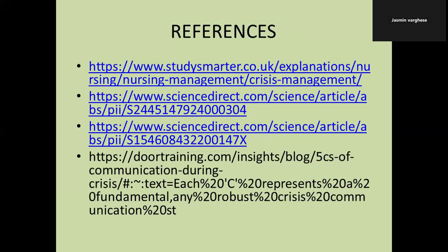Many researchers are saying that we have to include proper disaster management education in the curriculum. So I hope you understand, guys, what a disaster is, what a crisis is, what management is, what crisis management is, what the role of nurses in crisis management is, and what kind of techniques and skills you have to possess to manage a crisis.